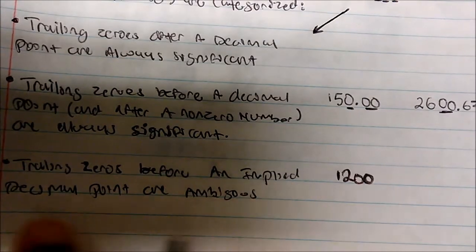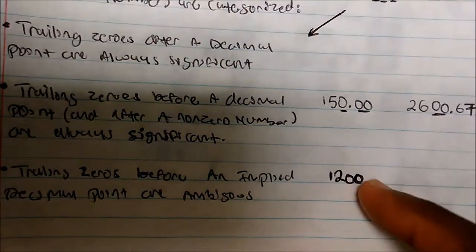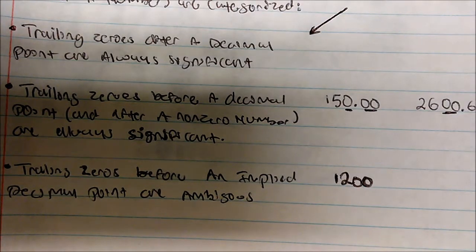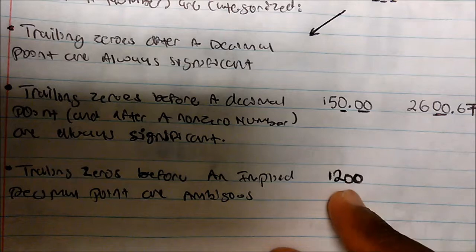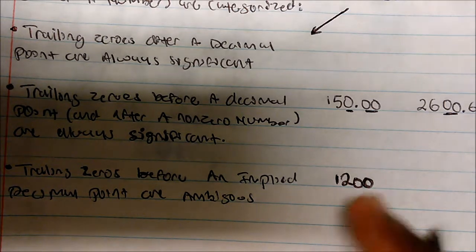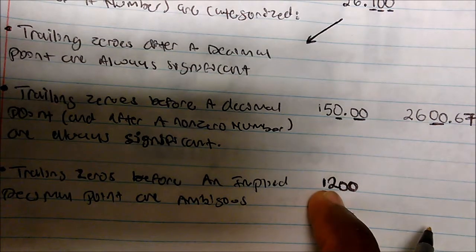Now, trailing zeros before an implied decimal point are ambiguous. So this is one that we've got to be very careful of. Notice that there's no decimal point here. If a teacher is grading your paper, they're going to ask, is it 2 significant figures or 4? Because there's no decimal point, we're always going to take this to be 2 significant figures.